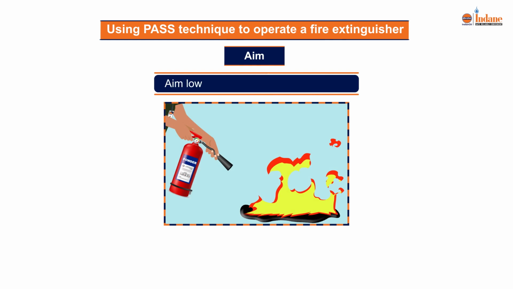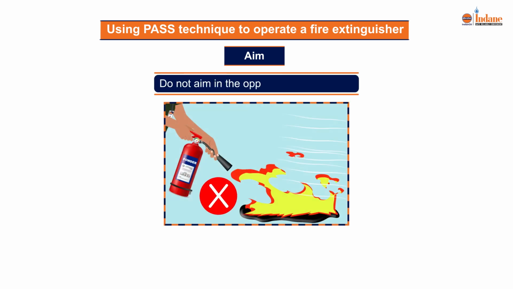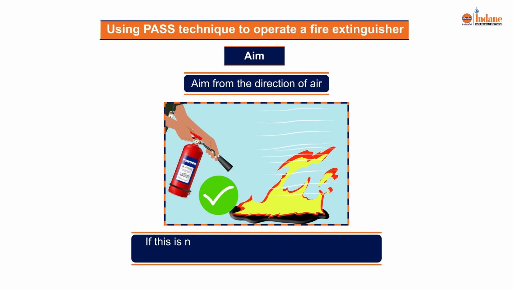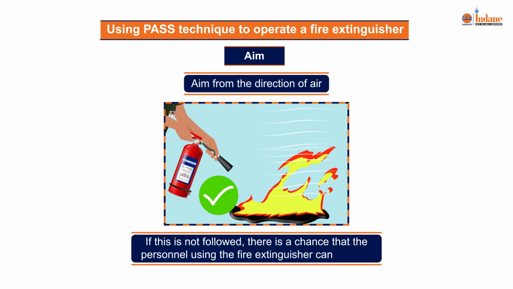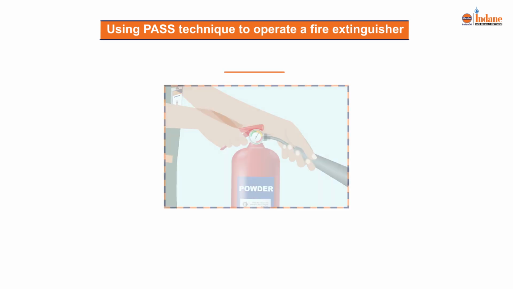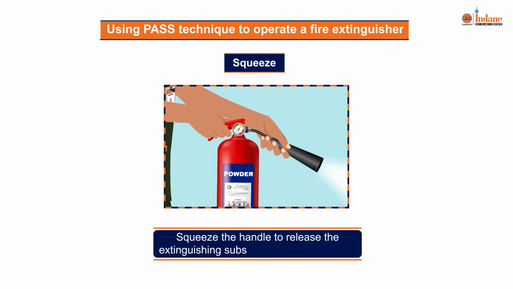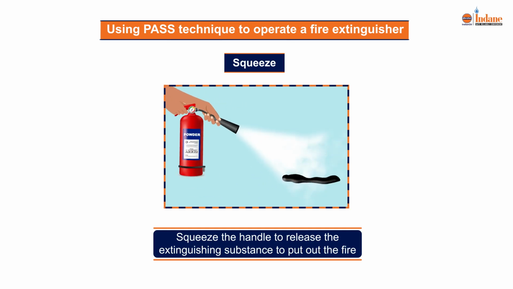Next, aim low, pointing at the base of the fire. Do not aim in the opposite direction of air. Instead, aim from the direction of air. If this is not followed, there is a chance that the personnel using the fire extinguisher can get hurt. Then, squeeze the handle to release the extinguishing substance to put out the fire.